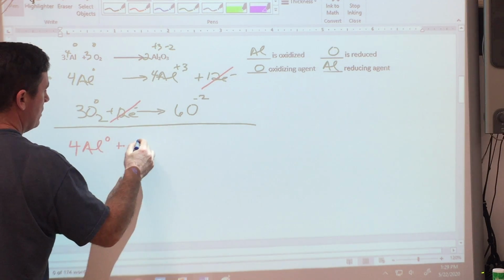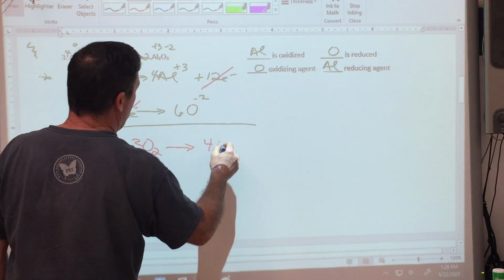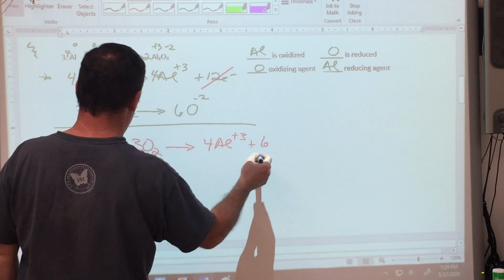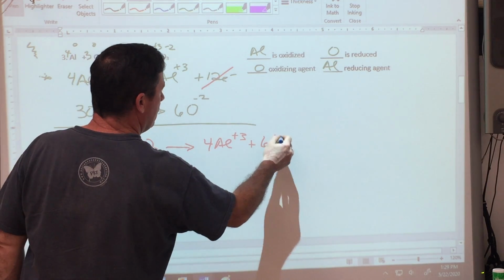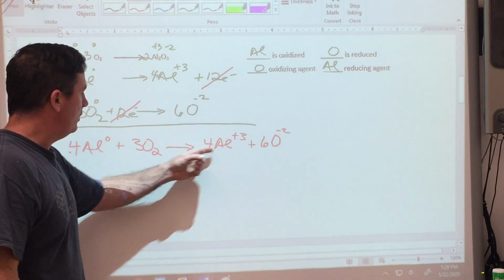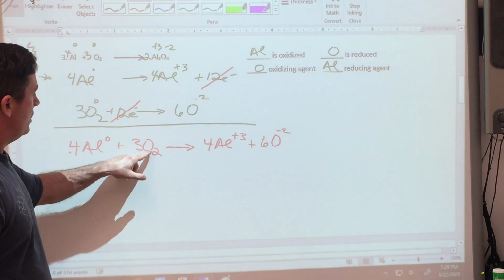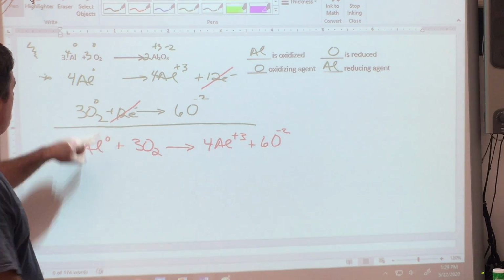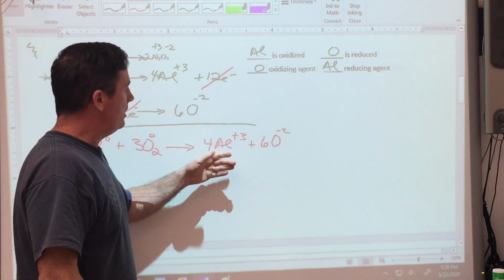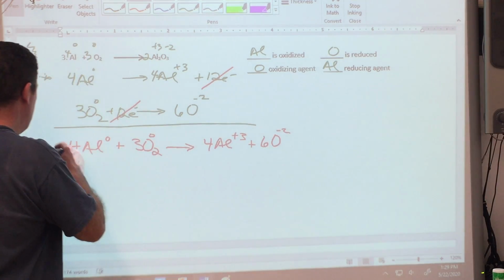4 aluminums plus 3 oxygens yields 4 aluminums plus 6 oxygen negative 2s. 4 aluminums, 6 oxygens, 6 oxygens. Over here, what's this? That's a 0. So 0 on this side, 12 positives, 12 negatives, that equals 0.